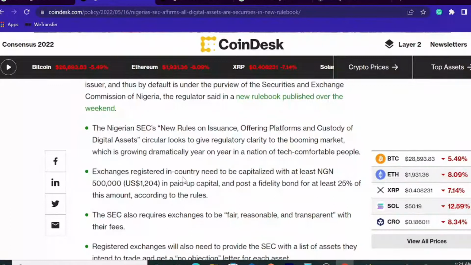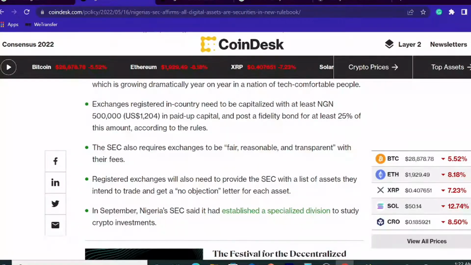Exchanges registered in the country need to be capitalized with at least 500,000,000 Nigerian naira, which is about $1,204 in paid up capital, and post a fidelity bond for at least 25% of this amount according to the rules. Okay. The SEC also requires exchanges to be fair, reasonable and transparent with their fees. Registered exchanges will also need to provide the SEC with a list of assets they intend to trade and get a no objection letter for each asset.